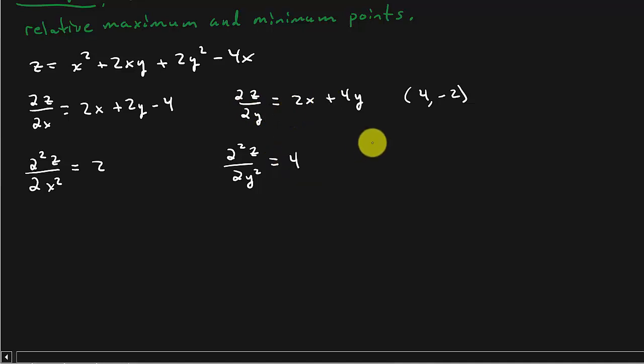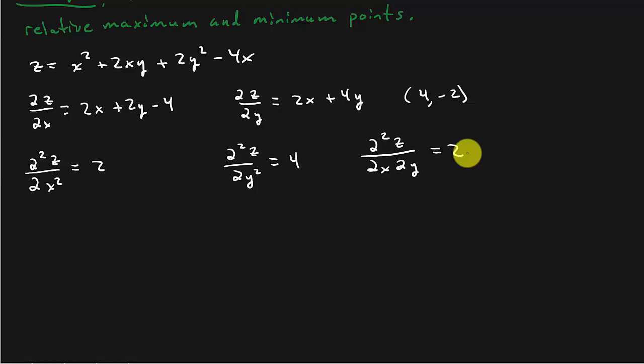That's 4. And then let me take the second partial of z with respect to x, and then with respect to y. So the partial of z with respect to x is this, and then I take the partial of this with respect to y, and that's going to be 2. And like I said, if you're struggling on how I'm getting these partial derivatives, you need to go watch the video before this one. That's where I explained everything. It's assumed you already know how to do it in this video.